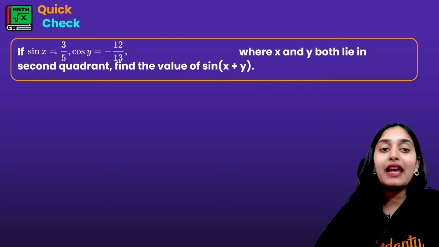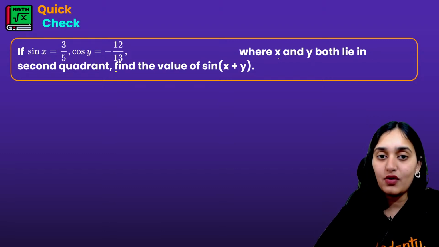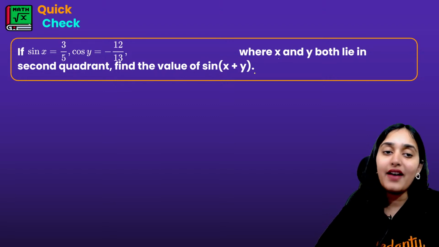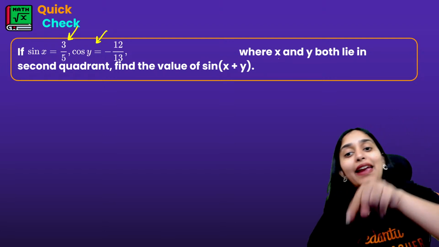If sin x is 3 by 5, cos y is minus 12 by 13, where x and y both lie in second quadrant, find the value of sin x plus y. So, sin x is given, cos y is given.